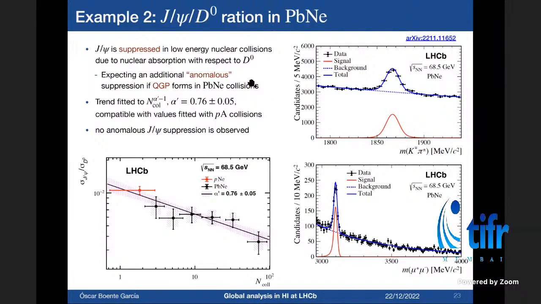So we wanted to see if we could see this anomalous suppression as was seen in lead-lead collisions by SPS. Basically, you have here the ratio of cross sections plotted versus Ncoll, and we fit it to a function that parameterizes this nuclear absorption. With our precision, the measurement shows that we are compatible with a nuclear absorption only scenario. So we don't see any anomalous suppression, at least in this data. So we want to look into heavier nuclei than neon, because probably this anomalous suppression is stronger for larger Ncoll, let's say.